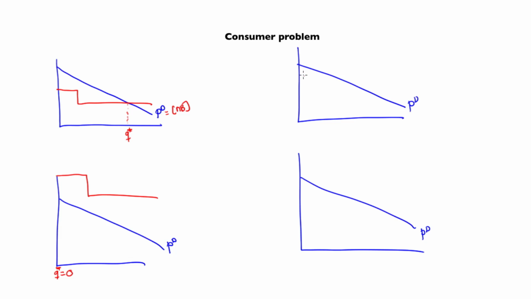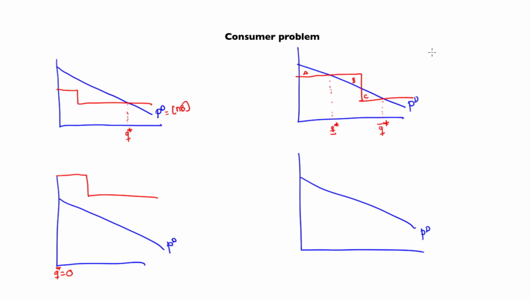The more interesting cases are these two. Suppose that you have something like this that crosses the inverse demand function like this. Let me label these areas A, B, and C, and these quantities Q lower bar star and Q upper bar star.